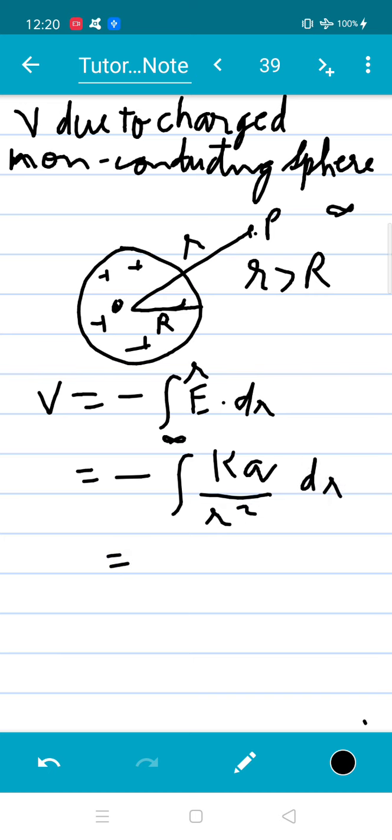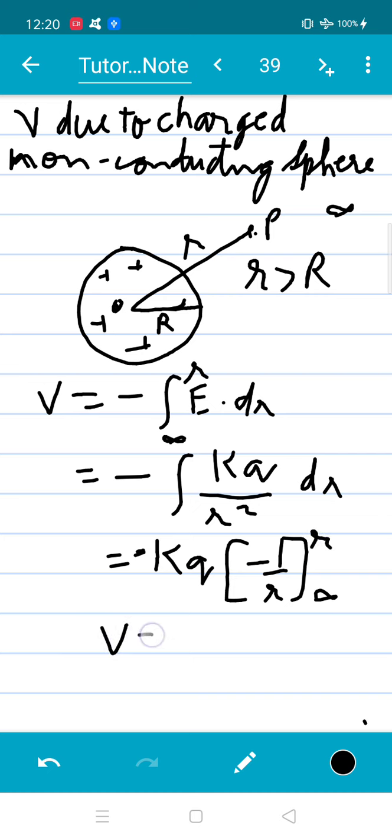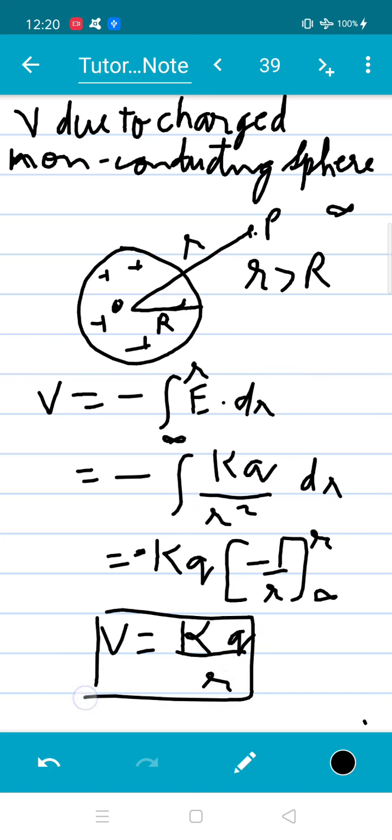Now when you integrate it from infinity to r, by solving, the value of potential will be kq upon r. So it is the same as in the case of the shell. So when point P is outside the volume, the potential due to a charged non-conducting sphere and the potential due to a charged conducting shell will be the same.